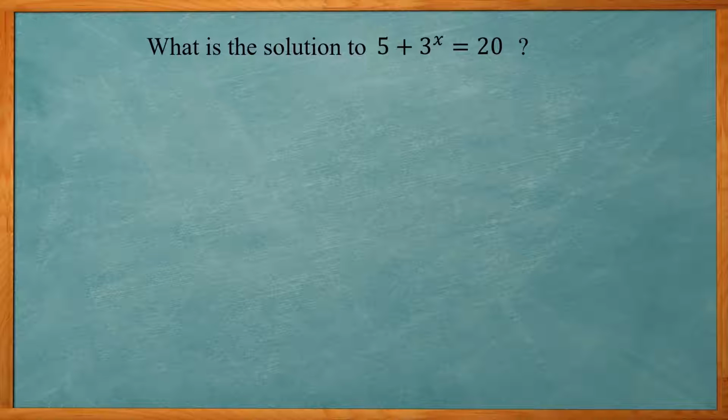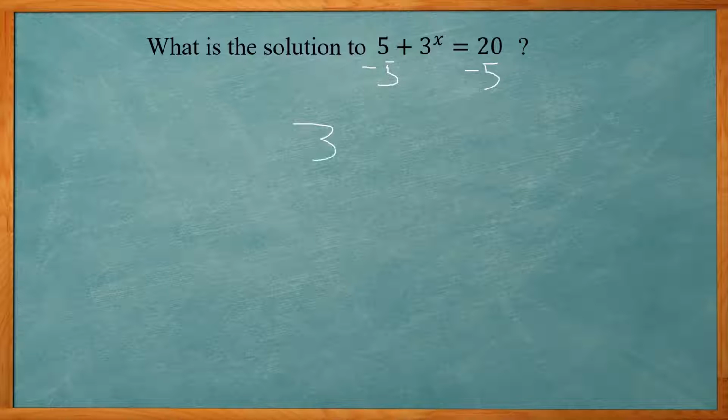So in this problem, I ask you, what's the solution to 5 plus 3 to the x power equals 20? So here we want to know what x needs to be in order to make this equation true. So anytime you're trying to solve an equation, you need to isolate the variable. Now in this case, our variable is in the exponent spot. So anytime your variable is in the exponent spot, normally you have to end up using logarithms to get it out of there. So what I'm first going to do here is subtract 5 from both sides.